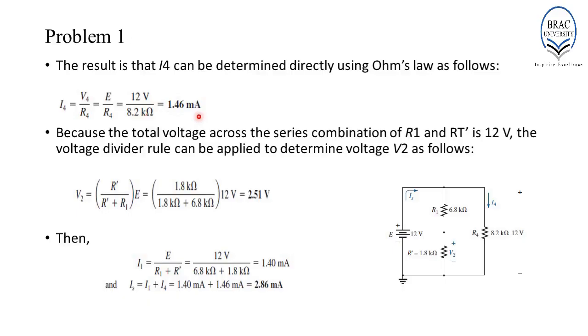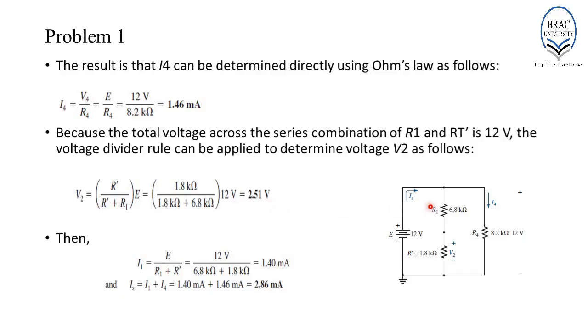Now, we know that the total voltage across each of these branches is 12 volt. Therefore, we can easily determine the potential drop across this point using the voltage divider rule. So, V2 equals 1.8 divided by 1.8 plus 6.8 kilo ohm times 12, which is equal to 2.51 volt.